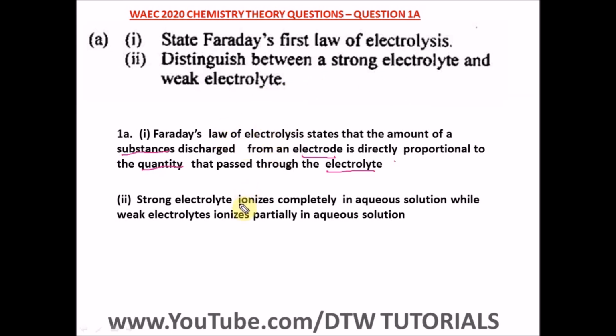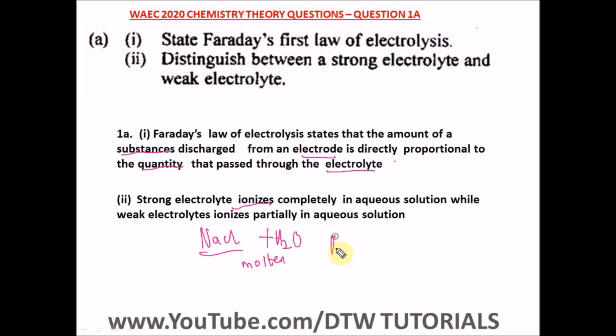II says distinguish between a strong electrolyte and a weak electrolyte. Okay, so a strong electrolyte ionizes completely in water. That means they totally dissociate. Take for instance, you have sodium chloride. When this dissolves in water, this is your common salt. Okay, remember your electrolyte has to be in what? A molten form or solution form for it to be able to be used in the electrolysis process.